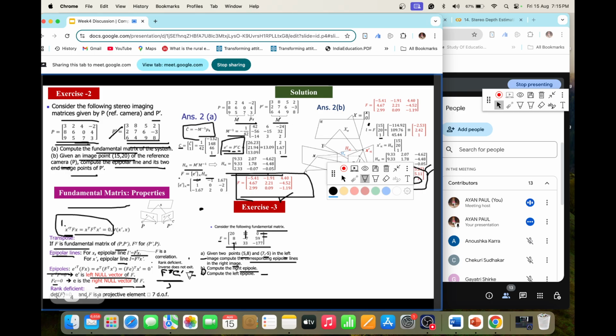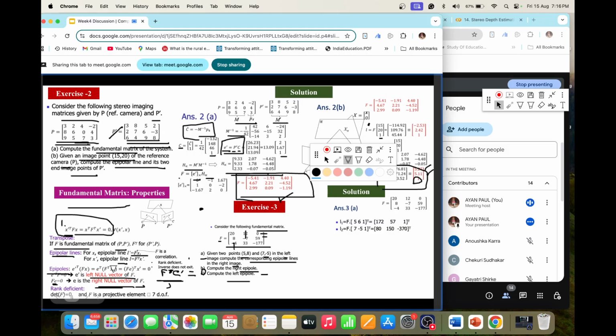Similarly, how to get the left epipole? The left epipole is given by F into e. F we already have. E can be written as el1 el2 and 1. So el1 and el2 we can find out and we get the answer. Let me show you what I am indicating. The first is very easy. This formula, L dash is F into x. F we have been given, so F into x1 gives L1 dash, and F into x2 gives L2 dash. So this is very easy regarding the epipolar lines.